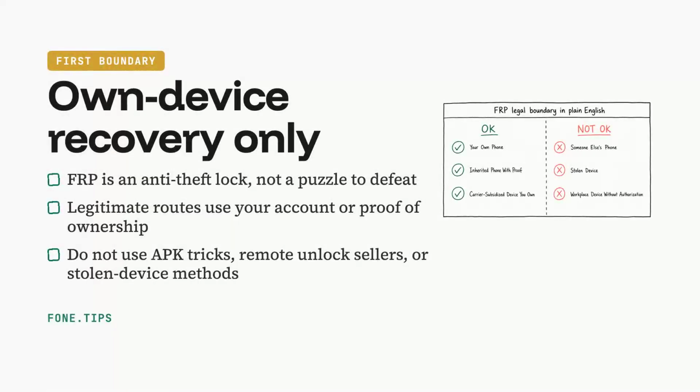Start with a boundary. FRP exists to stop stolen device resale. A safe recovery path proves ownership through your Google account, Samsung account, recovery phone, purchase receipt, IMEI, or carrier account. APK tricks, remote unlock sellers, and stolen device methods are not part of this guide.